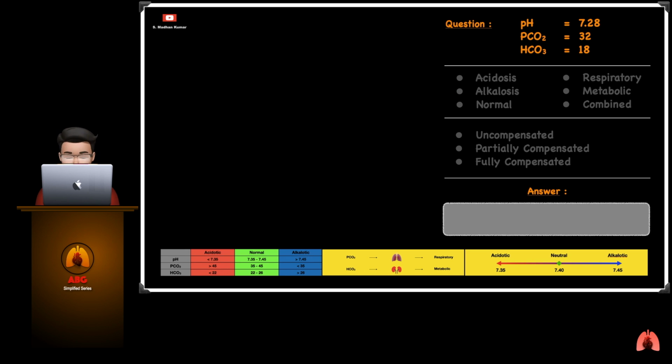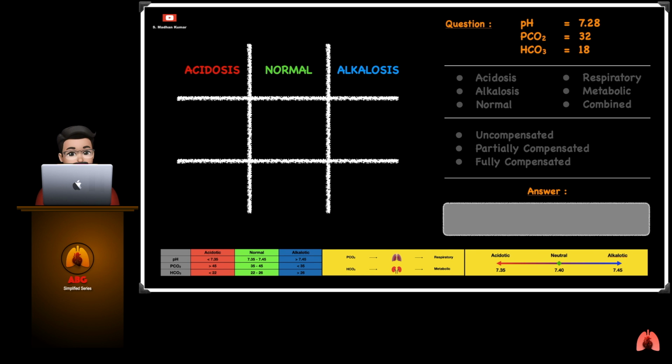Let us see one more example. Here pH is 7.28, which is acidotic. So mark pH under acidotic column. PCO2 is 32, which is alkalotic. So mark it under alkalosis column. HCO3 is 18, which is also acidotic. So mark it under acidosis column.